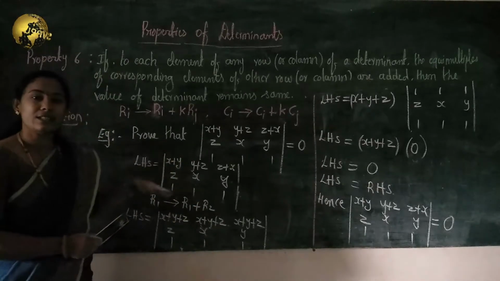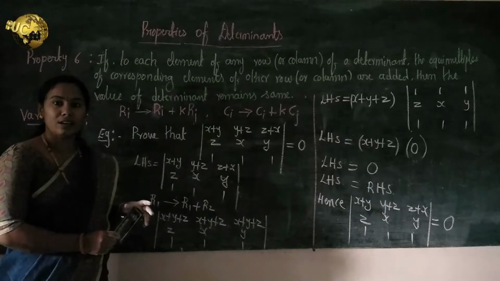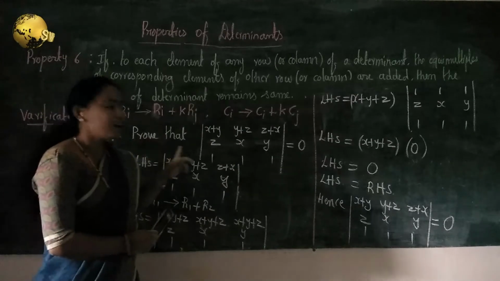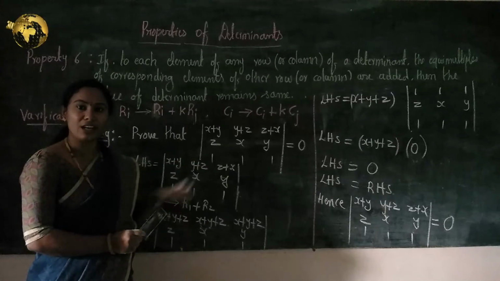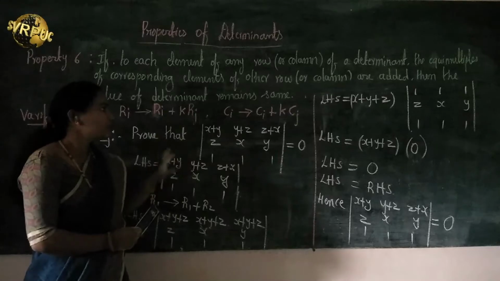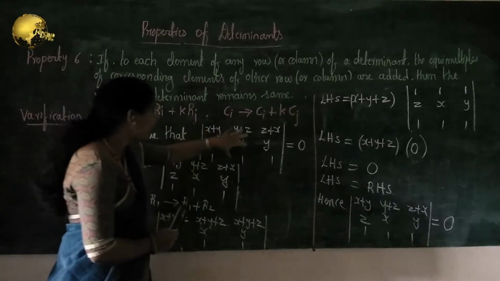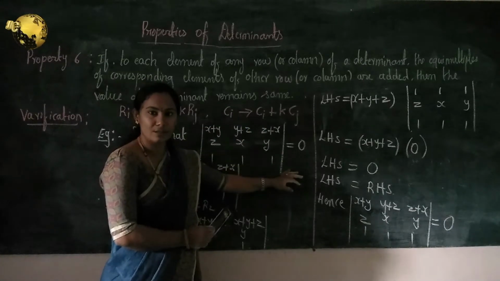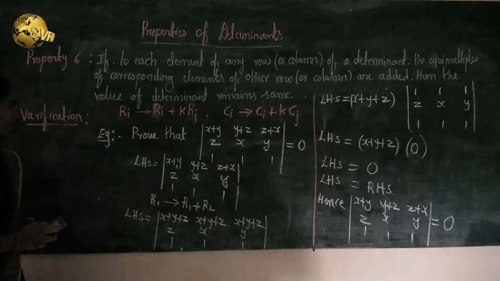So from these 6 properties, we can solve any determinant without expanding. That means we can find the value of the determinant without expanding. Yes, so from these properties, we can find the values of any determinant without expanding. Clear? Okay.